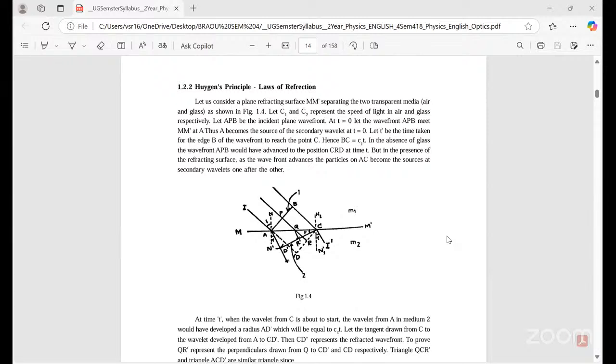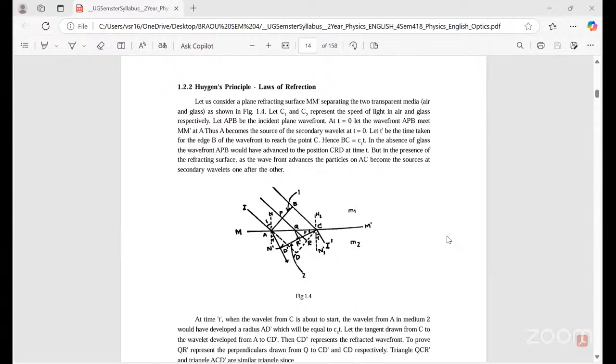APB is a plane wavefront meeting the surface MM' at A, which becomes the source of the secondary wavelet at t equals 0, and t is the time taken for the edge of the wavefront to reach the point C. So BC equals speed times time, which is nothing but a distance, here c1 t.